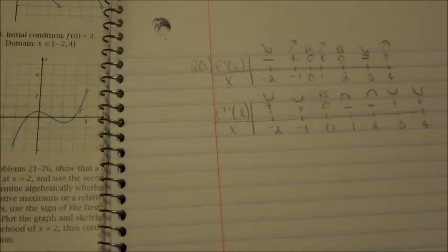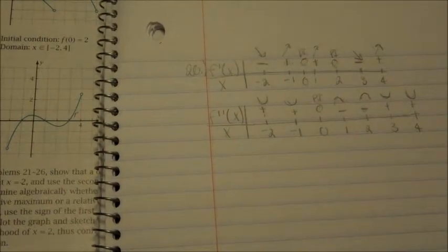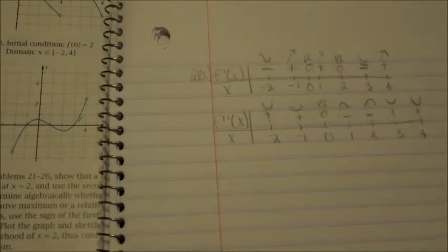And then between 2 and 3, the graph has a positive slope, so it will concave up. And between 3 and 4, the graph has a positive slope, so it will concave up as well. Okay, so this is what the parent function sketch looks like.